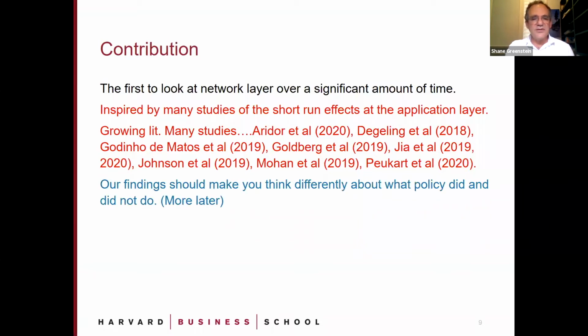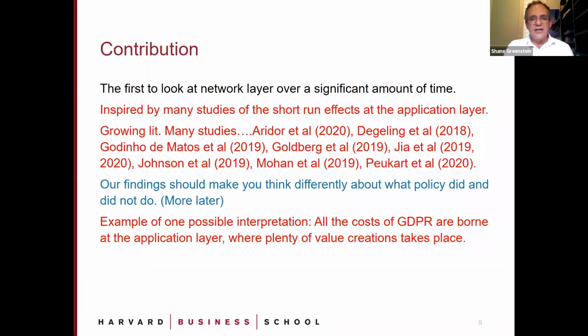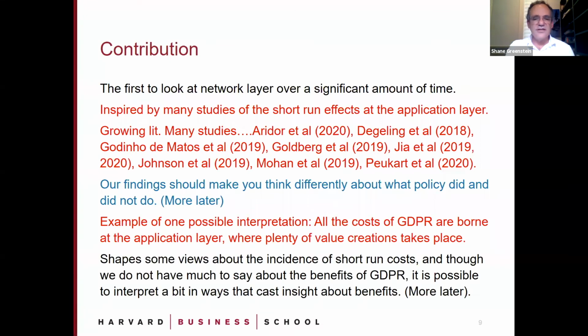We do think it makes you think differently about what's going on. And I'll just hint at that a little bit. It fosters the interpretation that all the costs of GDPR are being borne at the application layer where the value creation is taking place. Okay, so that's just a hint. There's more coming.